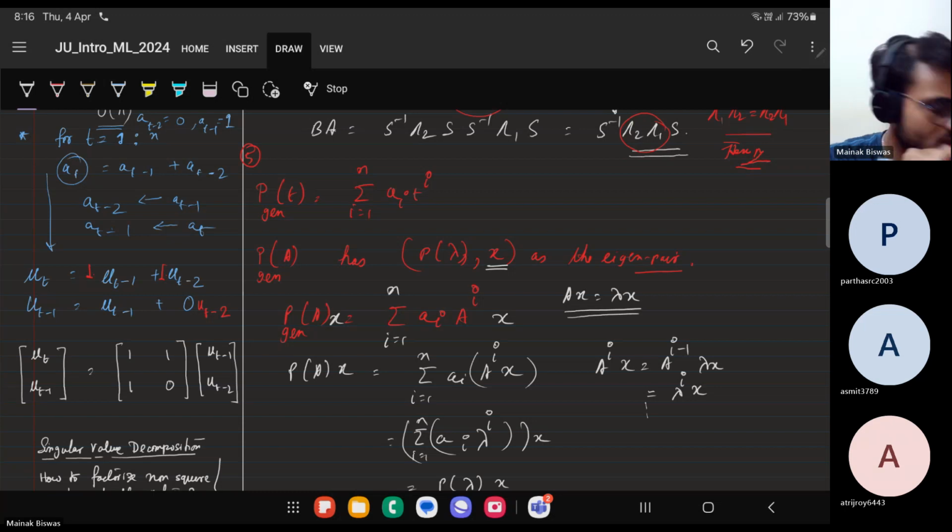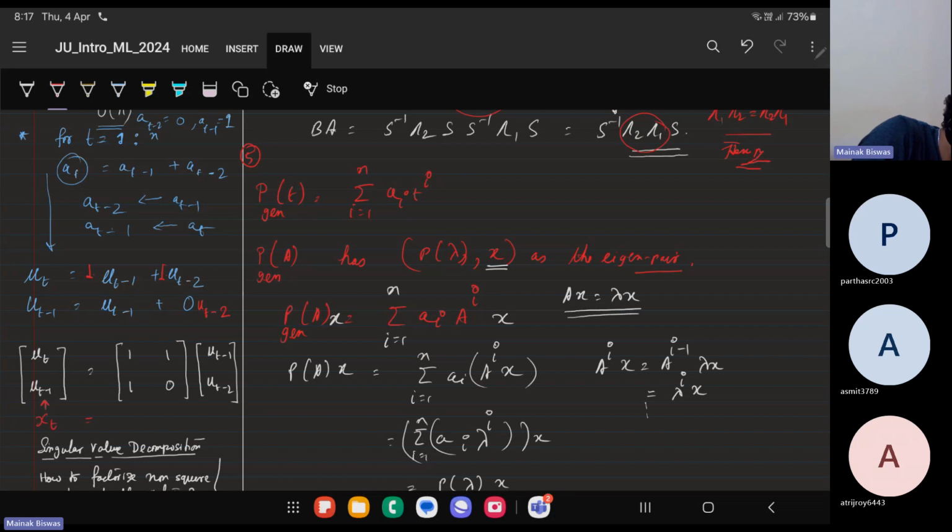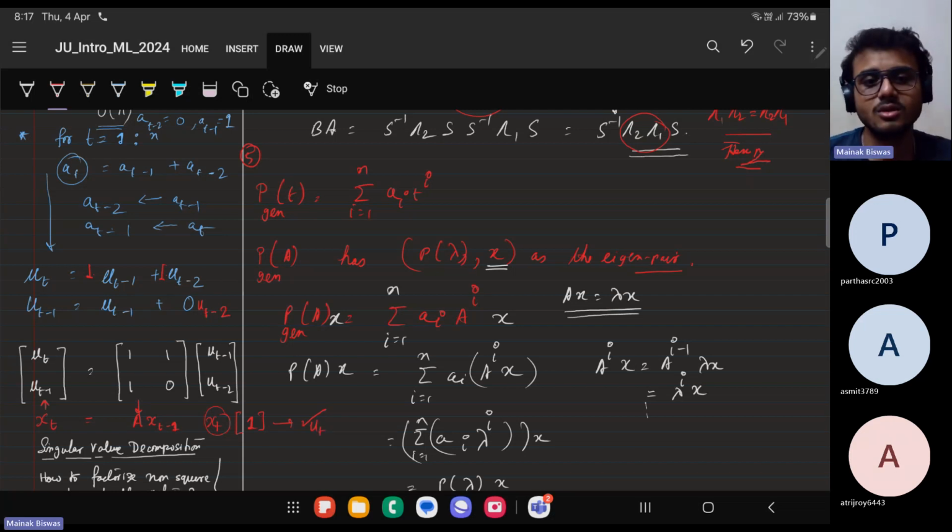Yes, understood. So now I'm going to express this as, say, let me write this as x_t. This vector as x_t, this matrix as A, and this will eventually become x_(t-1). Yes or no? Do you agree? So if I am able to find a general solution of x_t, my first element of this will be my solution, right? x_t of 1 is the u_t. Yes or no?